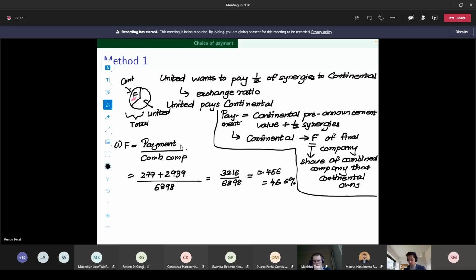If everything is clear, then I'll proceed to the next step. Otherwise, just unmute yourself and ask a question. Now, the next question is, how many shares should United issue to Continental shareholders such that they end up with this F? So, how many new shares?